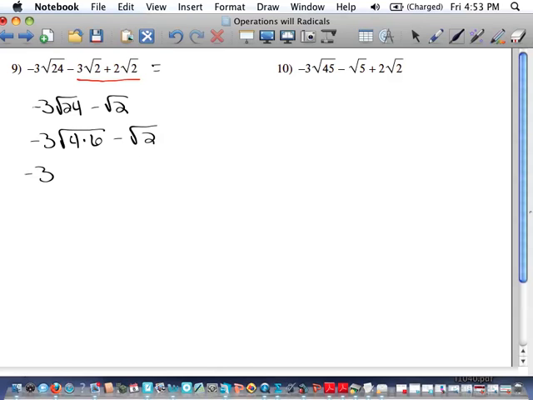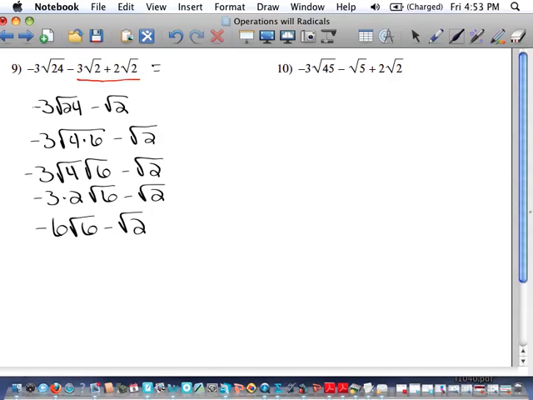That becomes minus 3 times the square root of 4 times the square root of 6 minus the square root of 2. Square root of 4 is 2, so I have negative 3 times 2 times the square root of 6 minus the square root of 2. And this gives me negative 6 square root of 6 minus the square root of 2. That's my final answer. The radicands are different. I have the square root of 6, the square root of 2. So this is my final answer, and I'm going to stop right here.